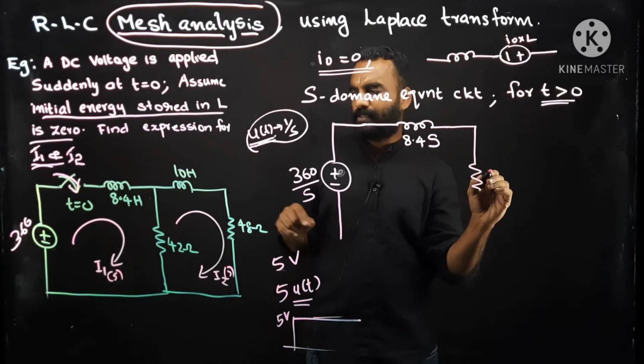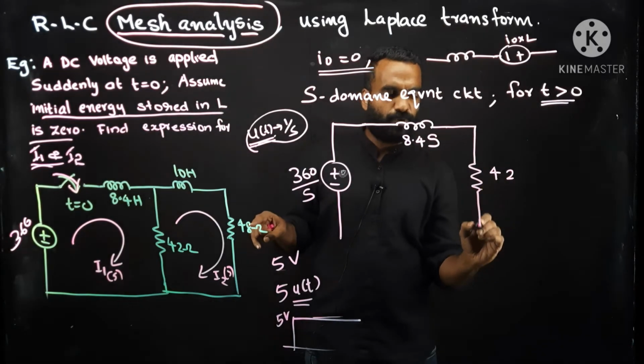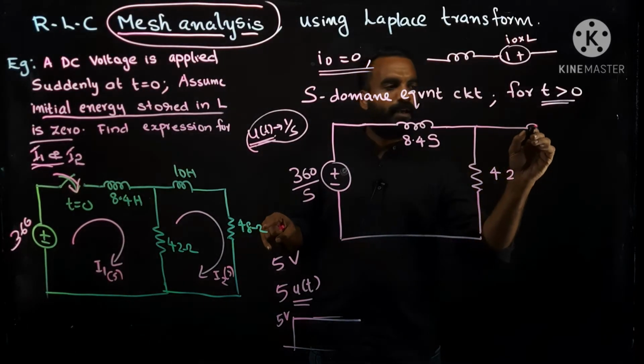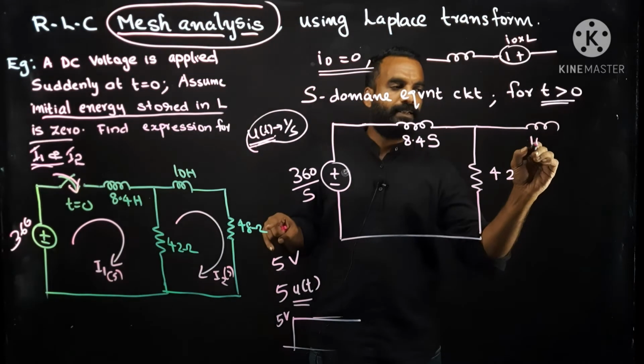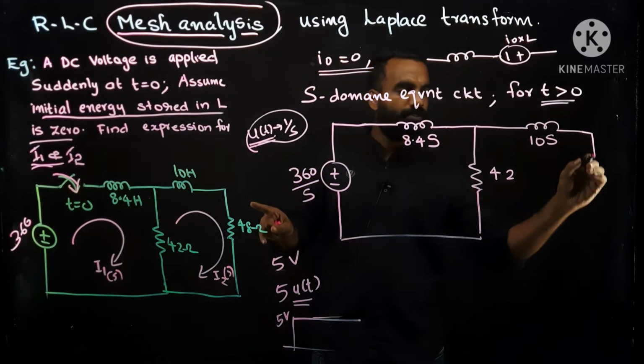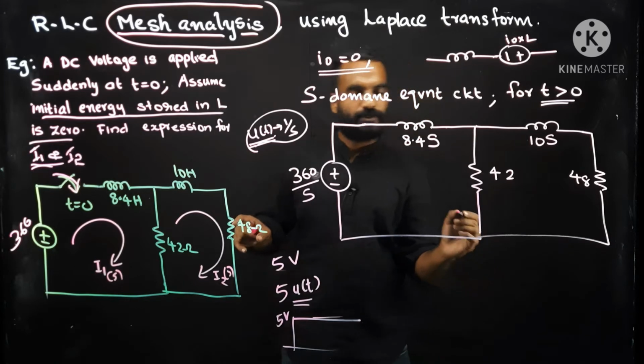And the resistor is not a time varying thing, so its value will be the same as that 42 itself. And then I have to connect a 10 Henry inductor, so it is 10 into S. No initial current, so no need to connect a voltage source. And then this is 48 itself. The circuit is over.